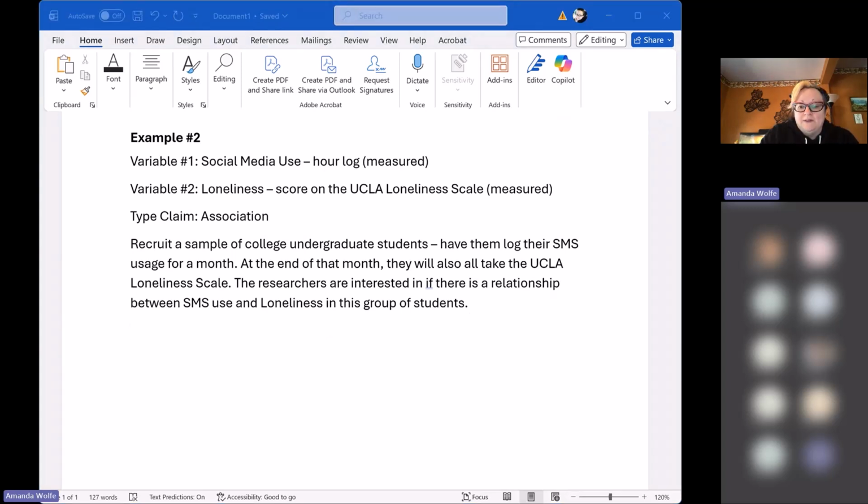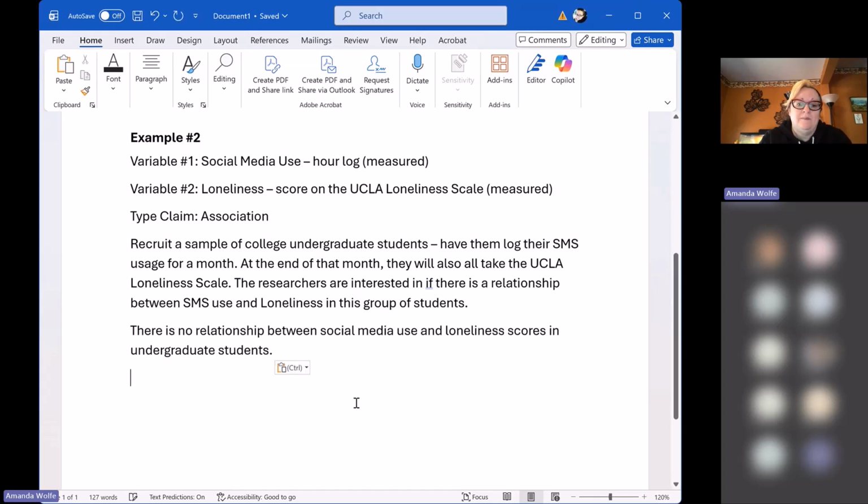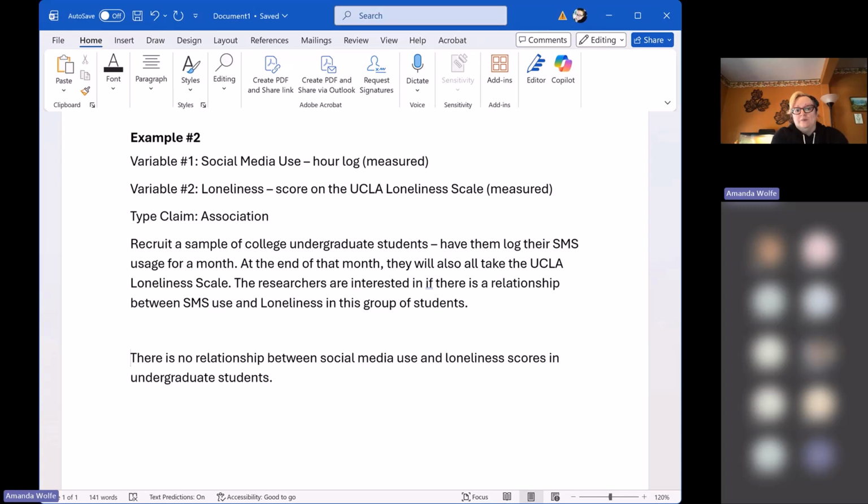We talked about hypotheses, so let's do some hypothesis stuff. If I had a hypothesis that was there is no relationship between social media use and loneliness scores in college undergrads, what type of hypothesis would that be? Is that a null hypothesis? Is that a research hypothesis? Which one of those is that?